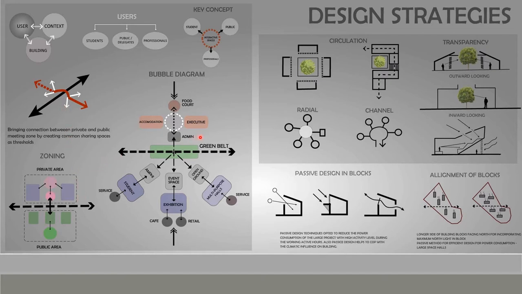The private zone consists of administration area, accommodation and food for VIP, and executive zone with meeting and conference rooms. The public sector is split into three zones, that is student zone, exhibition zone and multipurpose halls. The circulation planning is done in two methods, radial pattern and channeling.